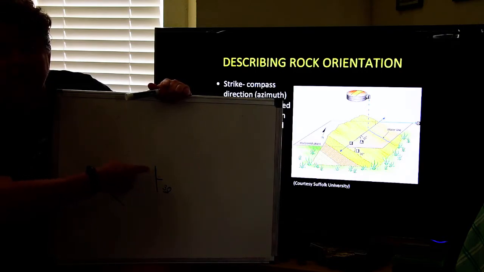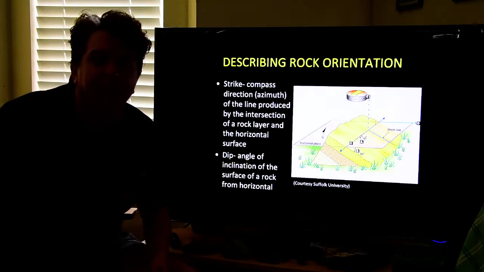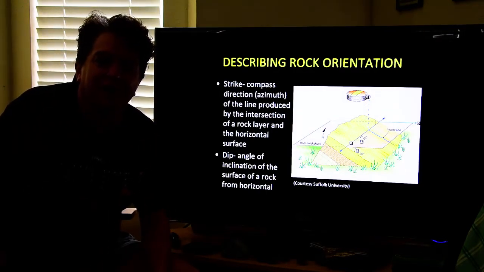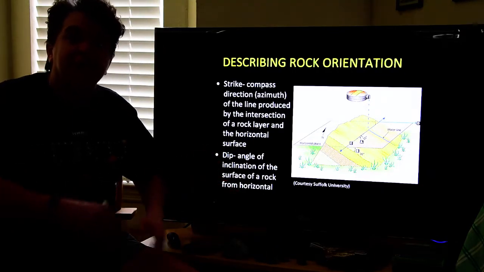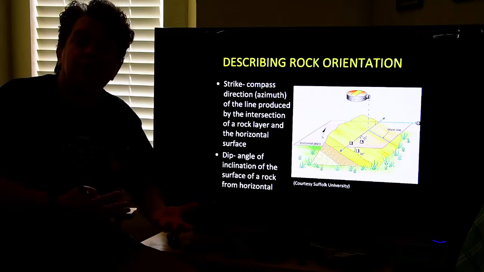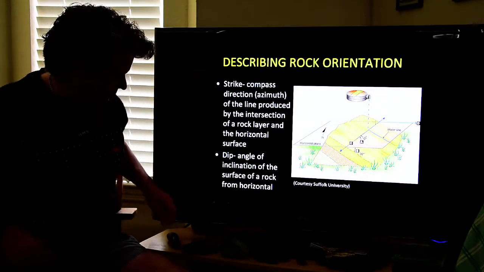This is normally the part where I'd be asking you guys, are there any questions? And I'm sorry. So hopefully you can figure out this strike and dip and the way we use those symbols to show rocks in 3 dimensions.